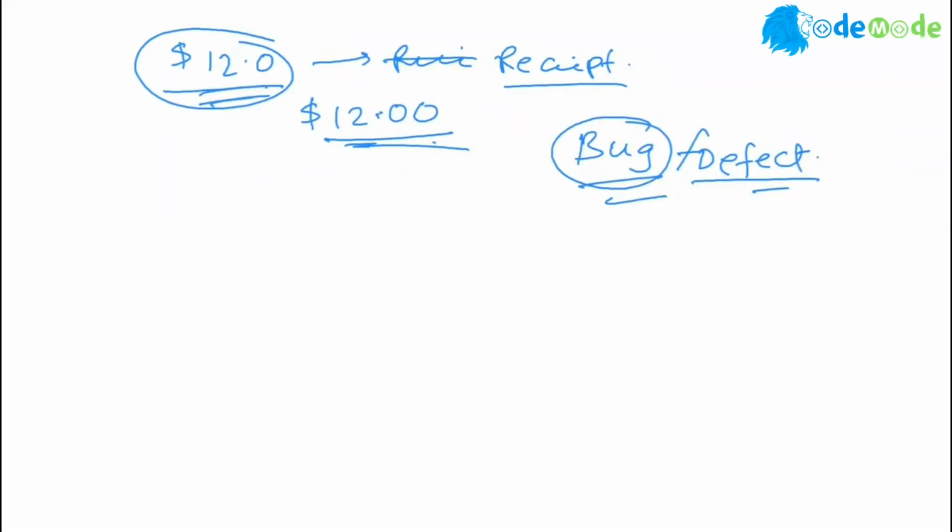Do you understand what a defect or a bug is? Again, it's a step that you omitted in your algorithm, and that resulted in an error, a type of issue in your output or input, whatever you did in any step.